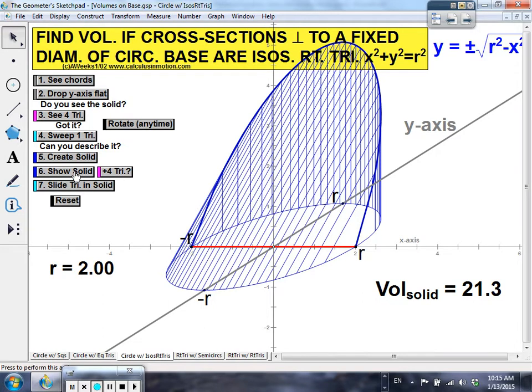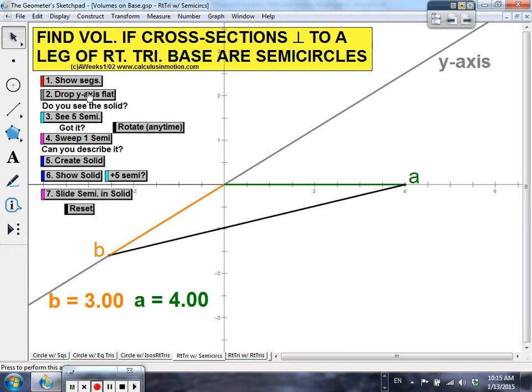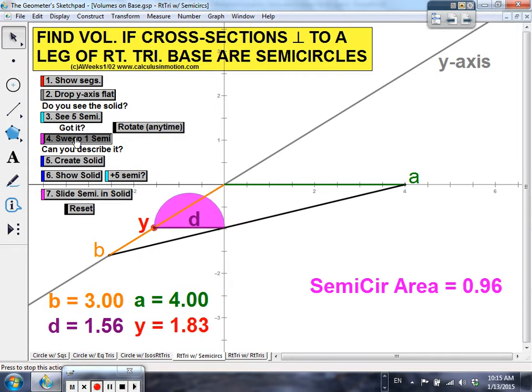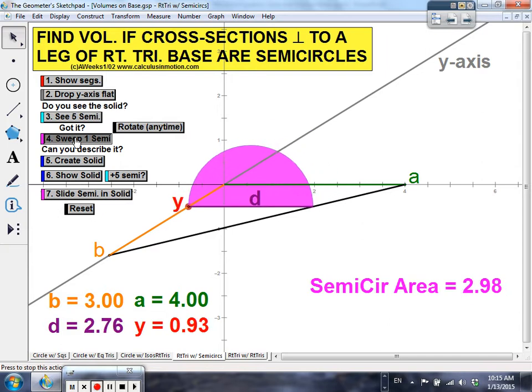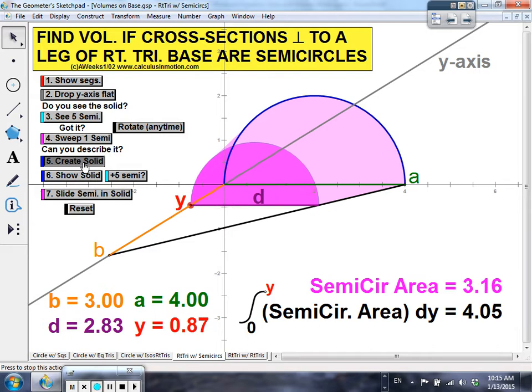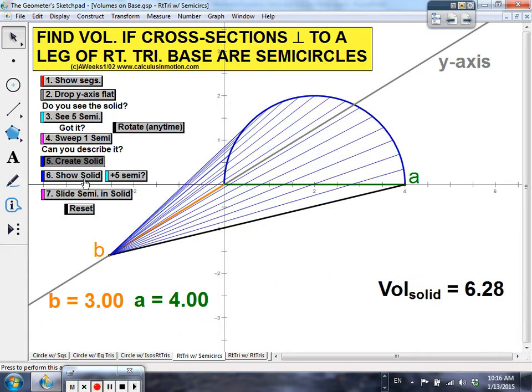And the last one, let's change the base. Let's look at a base that's a right triangle. Our cross-section is going to be a semicircle. And this time, we are perpendicular to the y-axis, which means that we're going to be using y's in our equations. So this would be perpendicular to the y-axis. If we create the solid, leaving all of those cross-sections whole, it's going to create a figure that looks similar to that, and our solid would look something like that.